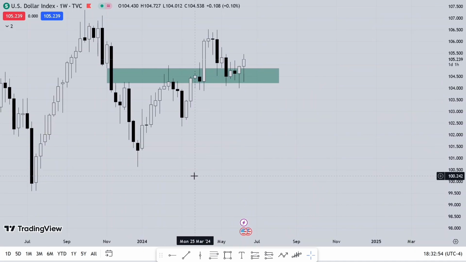So imbalances are left in price action when price makes a quick, one-sided move in a direction. There are forms of imbalances. There are hierarchies of imbalances, but we'll discuss that further as we progress into this mentorship.